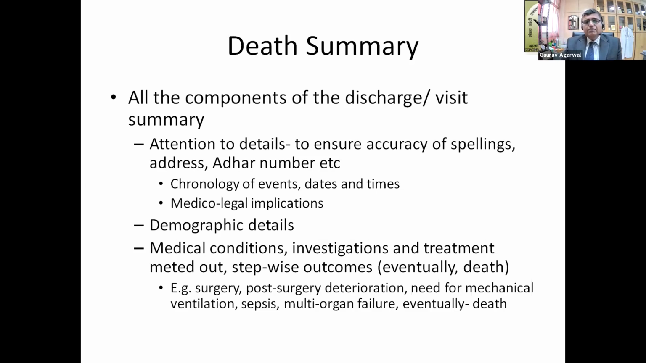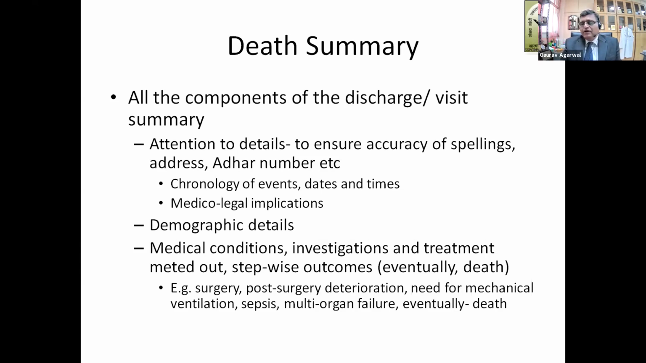in a stepwise method, along with the outcomes which happened, and the eventual outcome is death in a death summary. But then there are a number of intermediate steps or intermediate outcomes which the patient may have had. For example, if the patient had undergone a surgical procedure, before surgery the patient would have been prepared, investigated or evaluated, then the patient would have undergone surgery. Post surgery, what kind of deterioration happened?